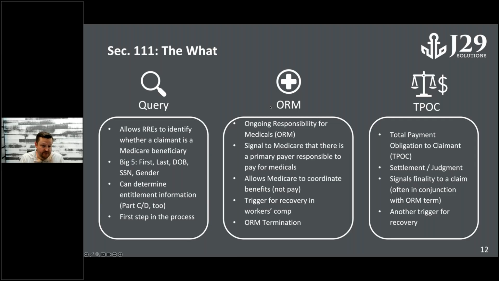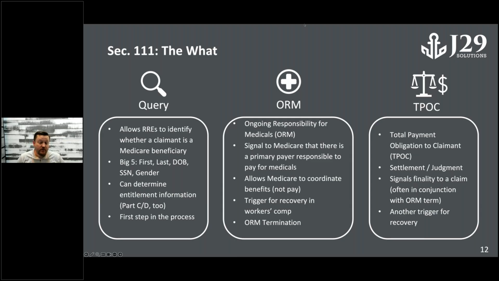If they happen to be entitled to Medicare, then the RRE and their reporting agent get certain information back from Medicare, such as do they have a Part C Medicare Advantage coverage? What's the effective date for coverage? Do they have a Part D prescription drug coverage as well? Query is really the first step in the process just to determine at a threshold, are we even dealing with a Medicare beneficiary? The next is ORM, or ongoing responsibility for medicals.